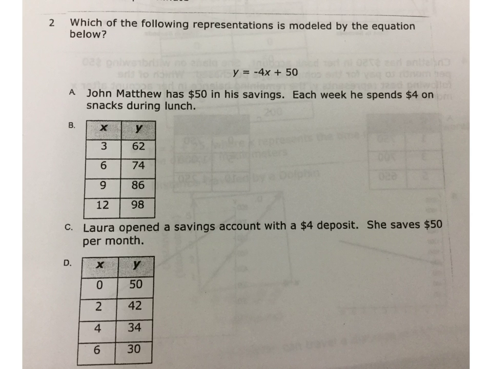B. Go and take a look at your table. C. Laura opened a savings account with a $4 deposit. She saves $50 per month. D. Go ahead and take a look at your table. Again, you are deciding which representation is modeled by this equation, y equals negative 4x plus 50. Press pause if you need to.